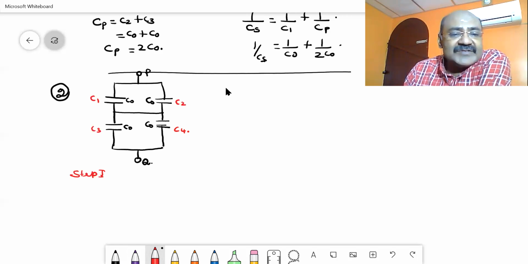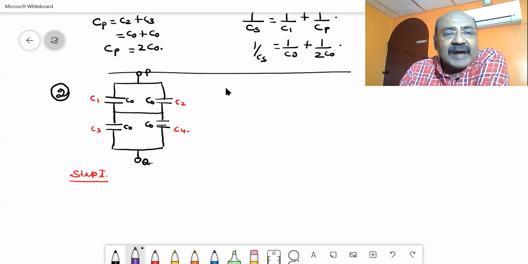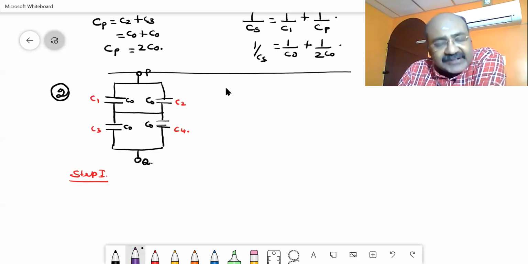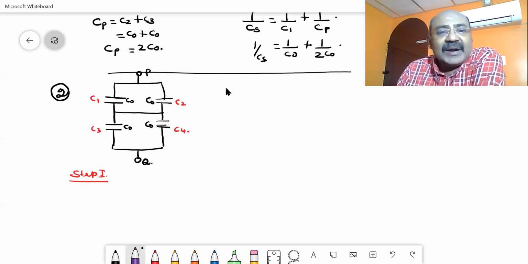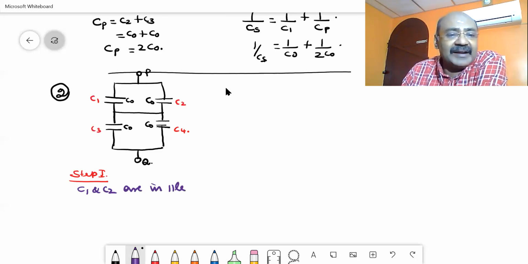See, in case of step 1, you can see in between these two combinations, you are having a line or a connection. So we can say C1 and C2 are in parallel. And also C3 and C4 are in parallel.